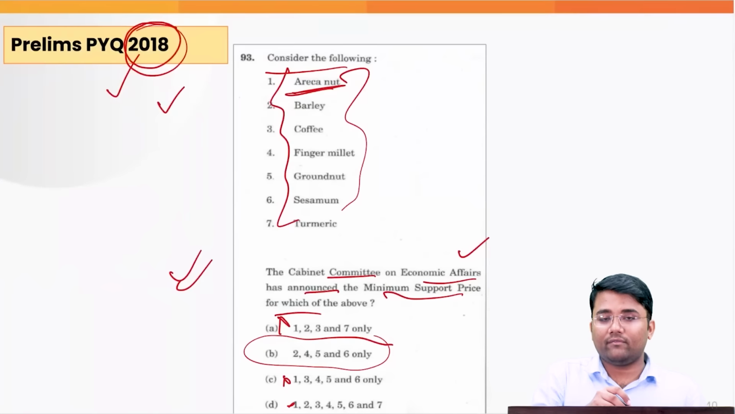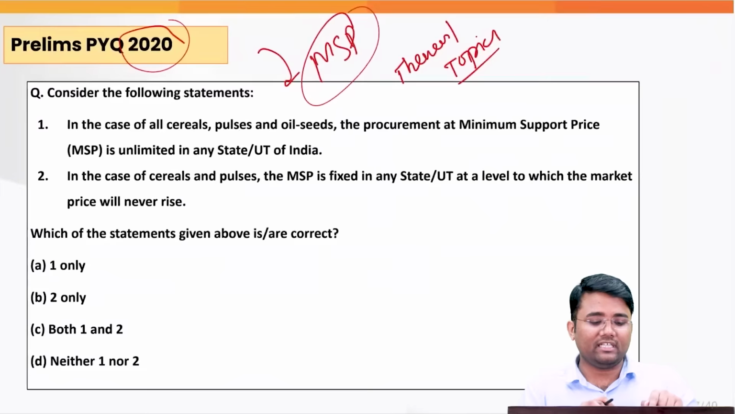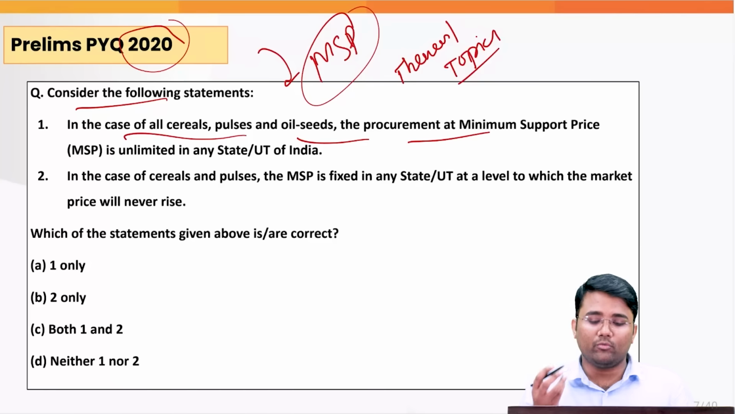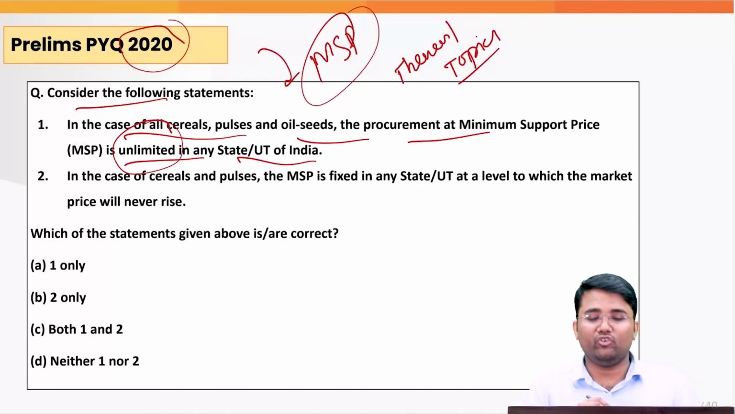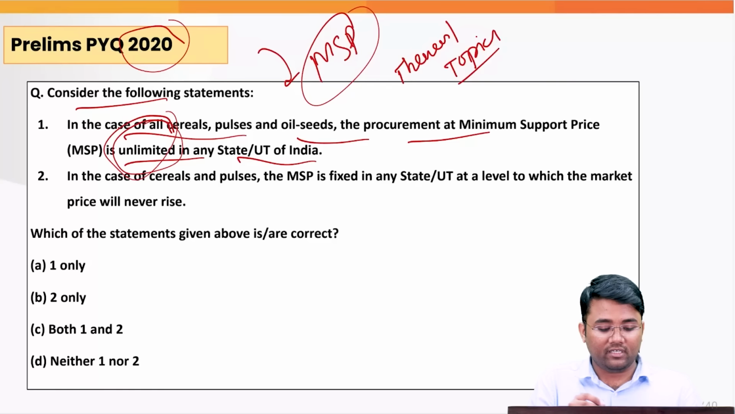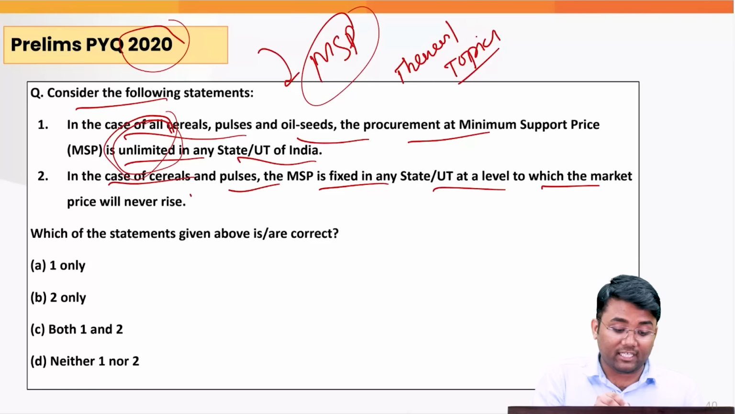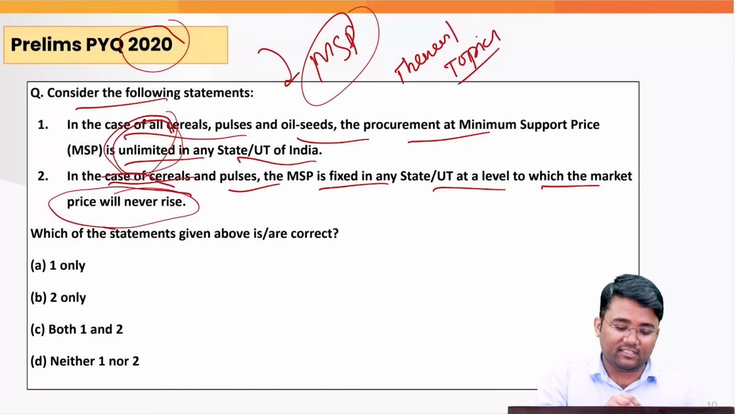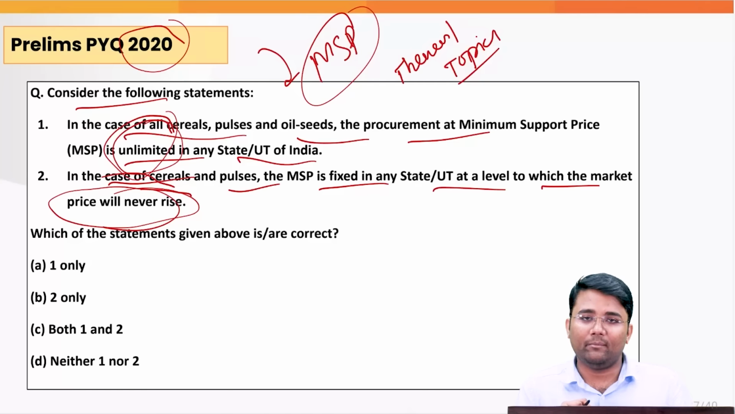So you see, you have analyzed the previous year question in year 2018, and you are getting rewarded in year 2020. The question says: consider the following statements: in case of all cereals, pulses and oilseeds, procurement at minimum support price is unlimited in any state or UT of India. Very extreme statement, unlimited. In case of cereals and pulses, MSP is fixed in any state or UT at a level to which the market price will never rise. Again, a very extreme statement. I have explained these two statements. Please post the answers to this particular question in the comment box.